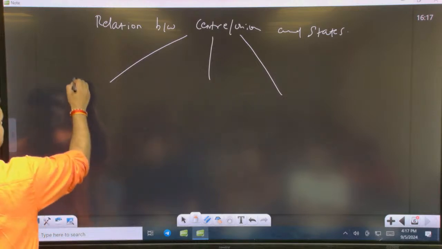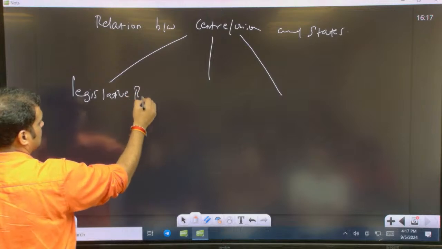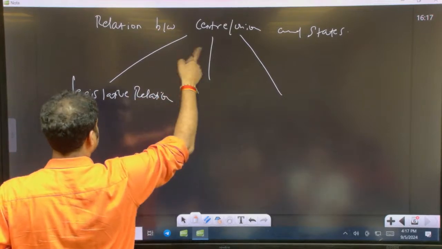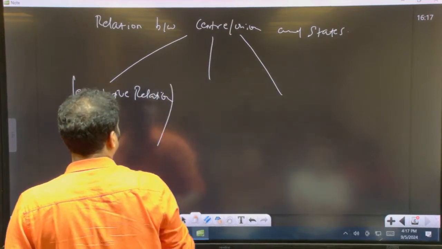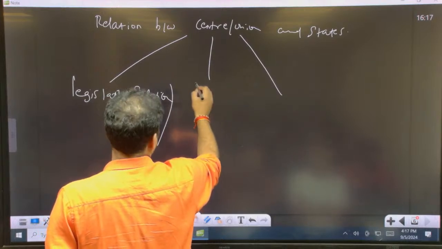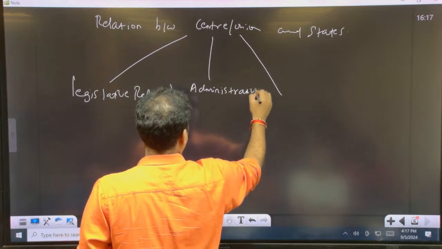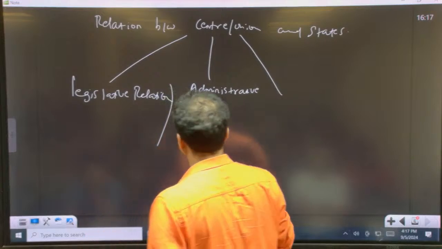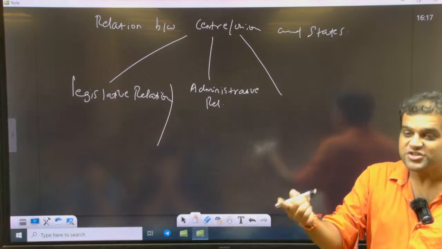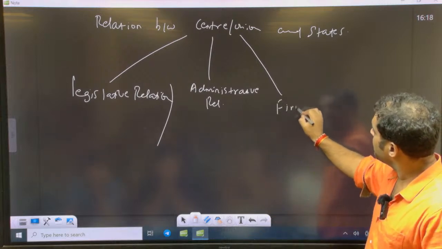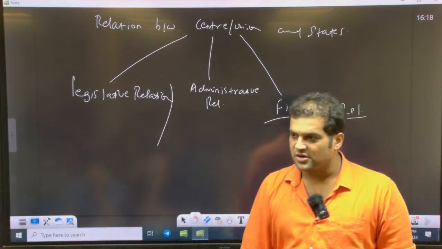Legislative relations. You don't have to write this branched out part. Just write part 11, relation between union and states. That's enough. Legislative relations. Next is administrative relations. The third one, and perhaps the most important one, is financial relations.